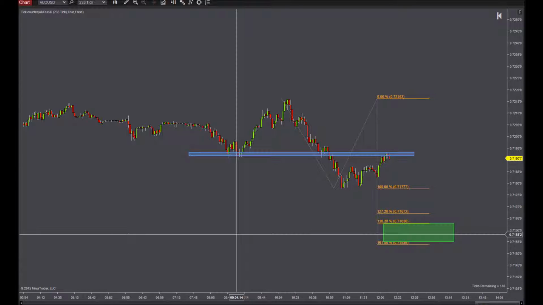Got about 150 ticks left. Price is doing exactly what we were thinking it's going to do. Let's go, baby.